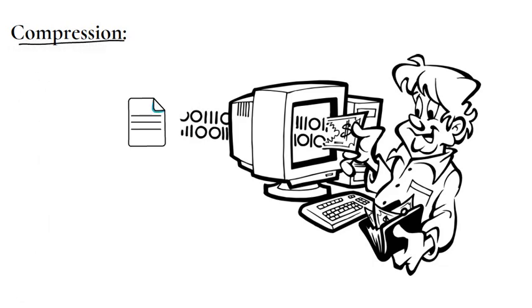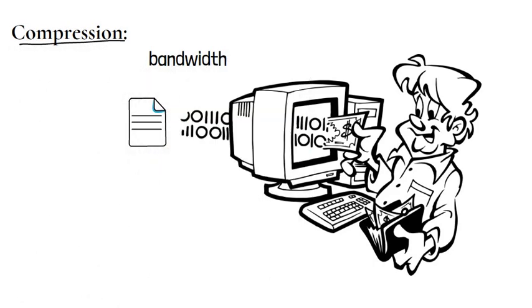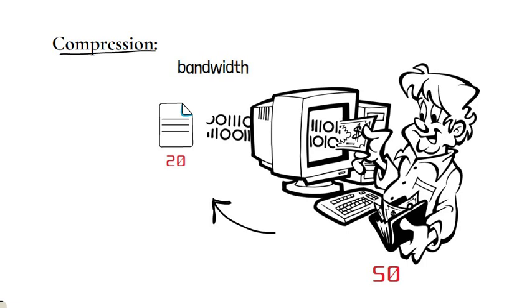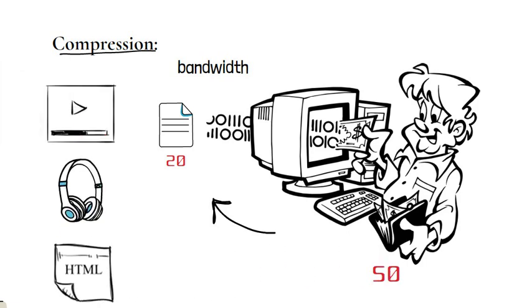Compression. It carries out data compression to reduce the bandwidth of the data to be transmitted. The primary role of data compression is to reduce the number of bits to be transmitted. It is important in transmitting multimedia such as video, audio, text, etc. It reduces the number of bits that need to be transmitted on the network.